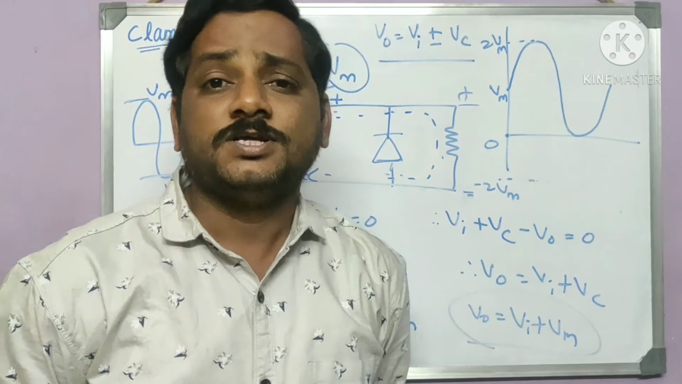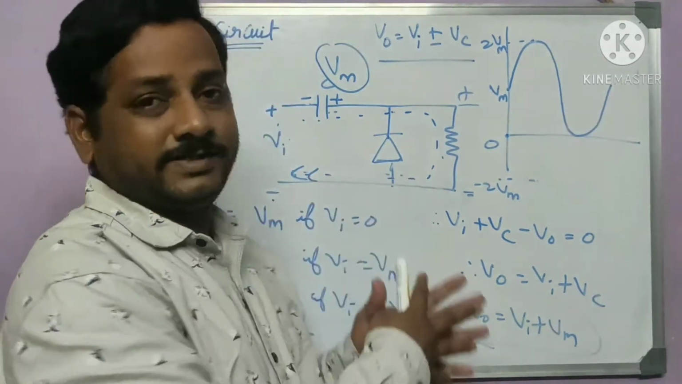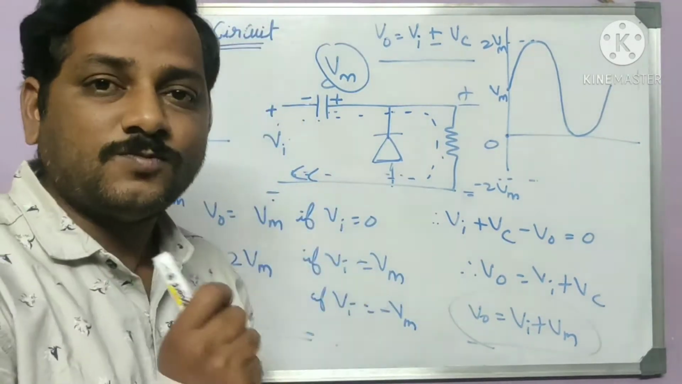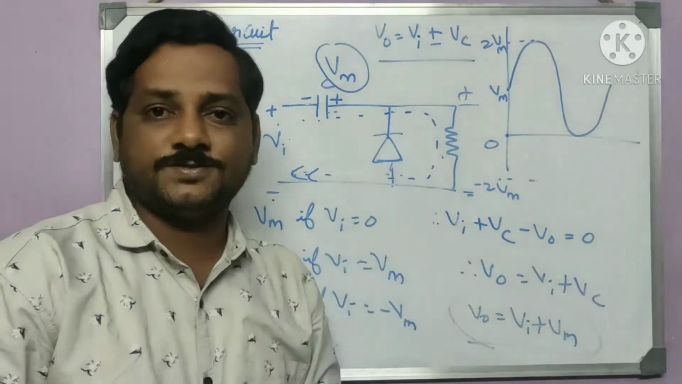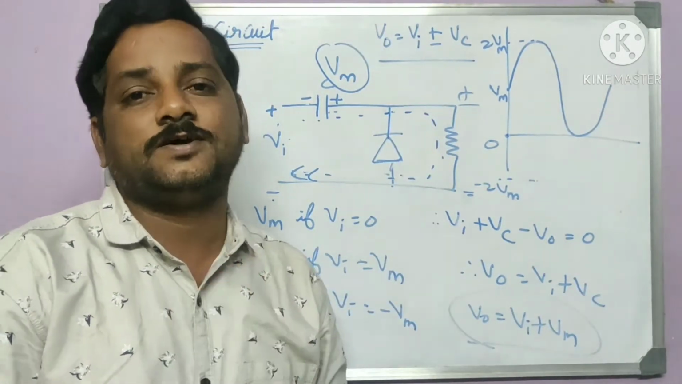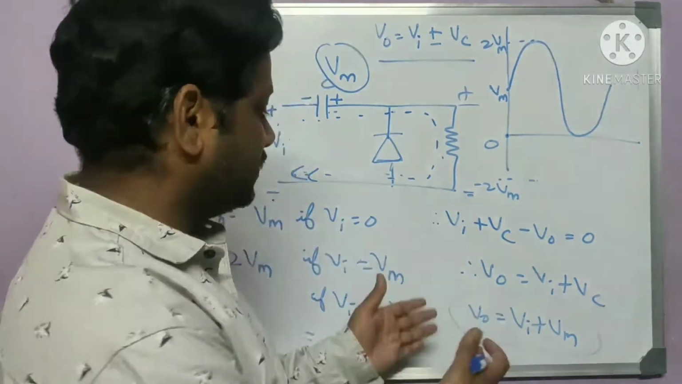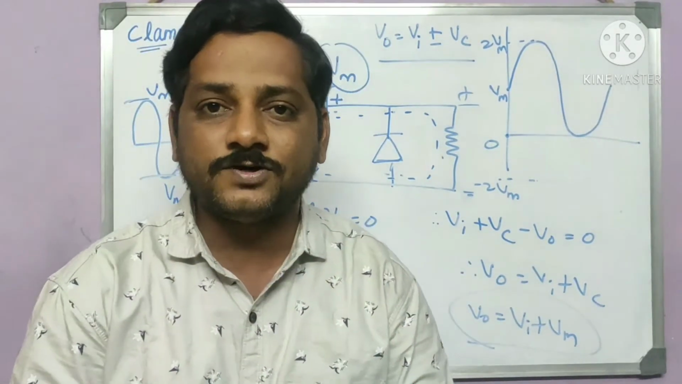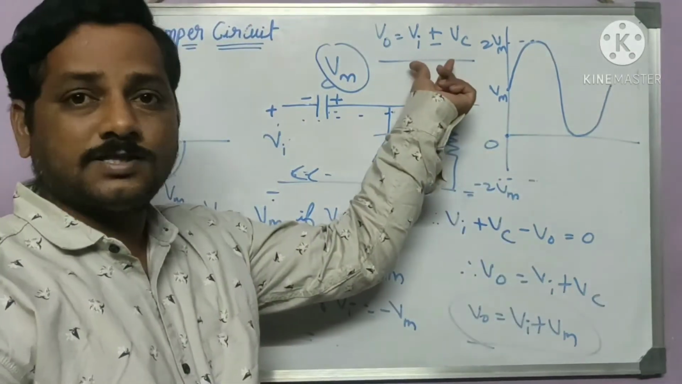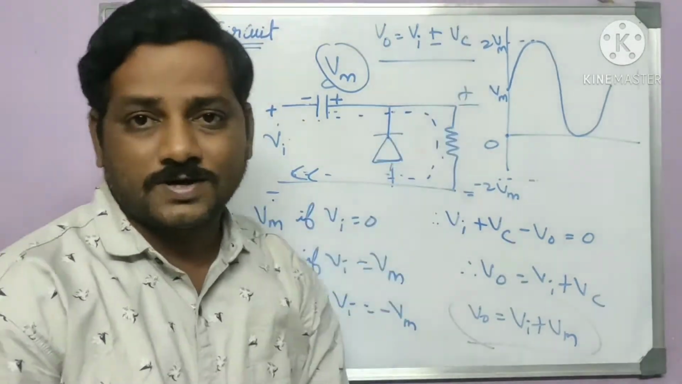But in the exam, you won't get questions like this. One more source will be added in this branch. Now let's understand those kinds of circuits and see how to solve them. This is the basic formula. I hope it is very clear for you. The basic equation is this: plus for positive, minus for negative clamper.